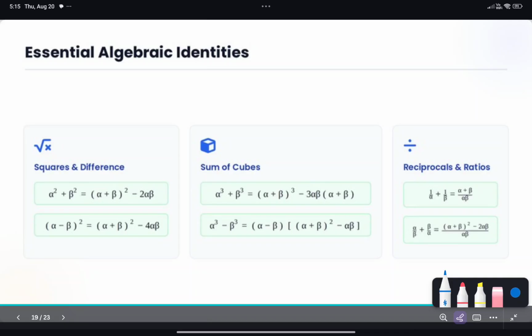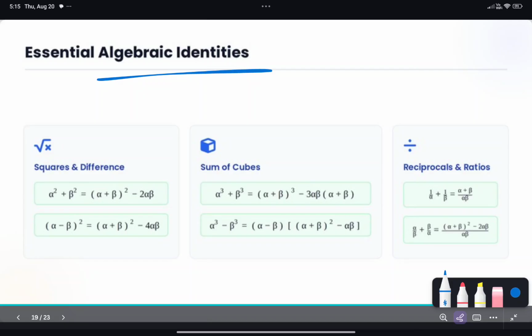These are the important formulas in the chapter. You have to use these formulas, these identities, in your practice problems. In practice problems, algebraic identities are there.